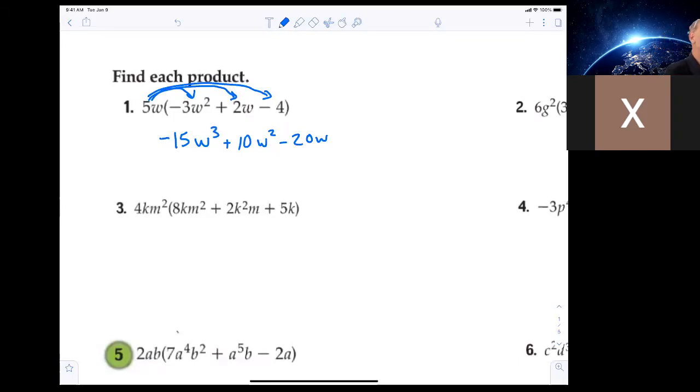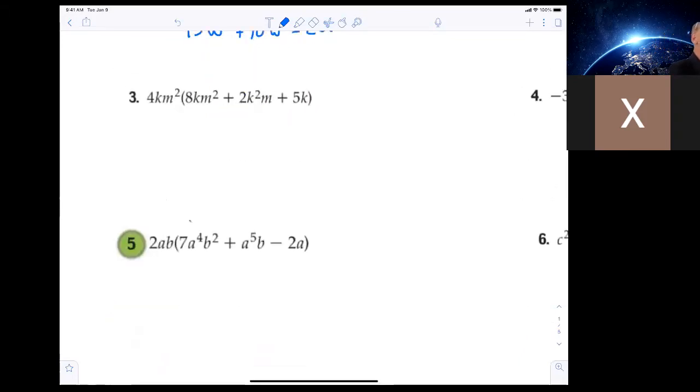All right, here we go. Number 3. Now again, this one's just a little bit more annoying because there's K's and M's. Multiply numbers, add exponents. So 4 times 8 is 32. Now remember, this is K to the first. So that becomes K squared M to the 4th. And now we're doing 4 times 2, which is 8. Then you're adding exponents, K cubed M cubed plus 20K squared M cubed.